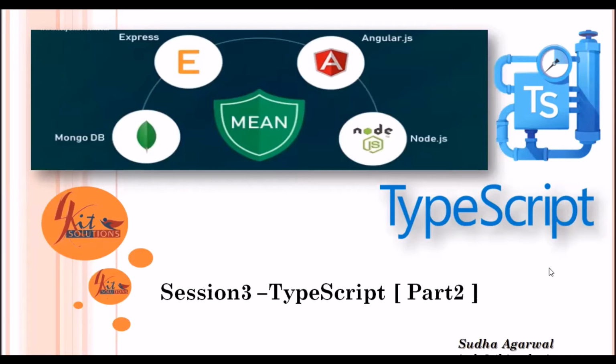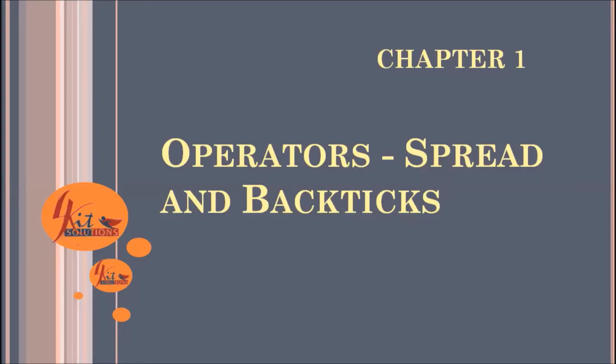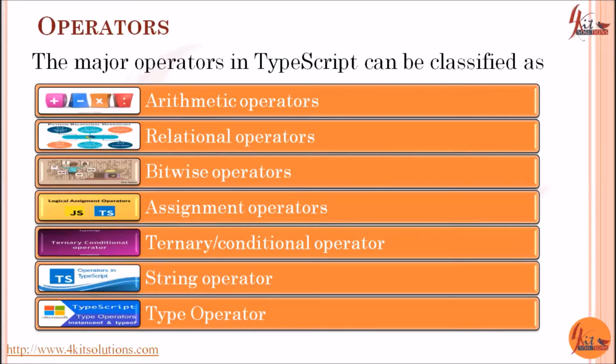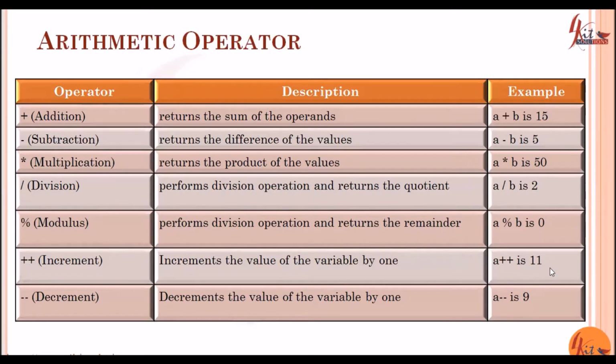Today in today's session we are going to see the operators in TypeScript. Then we'll see what is spread operator, backtick. So let's see what are the major operators in TypeScript. Major operators in TypeScript can be classified as arithmetic, relational, bitwise, assignment, ternary, conditional. So basically operators are used to perform some operation on data.